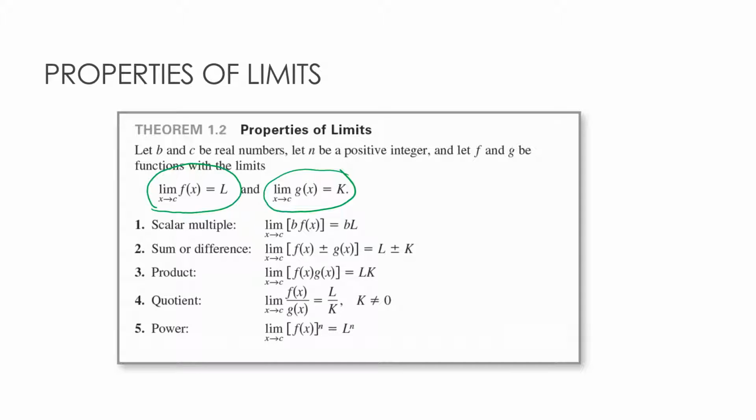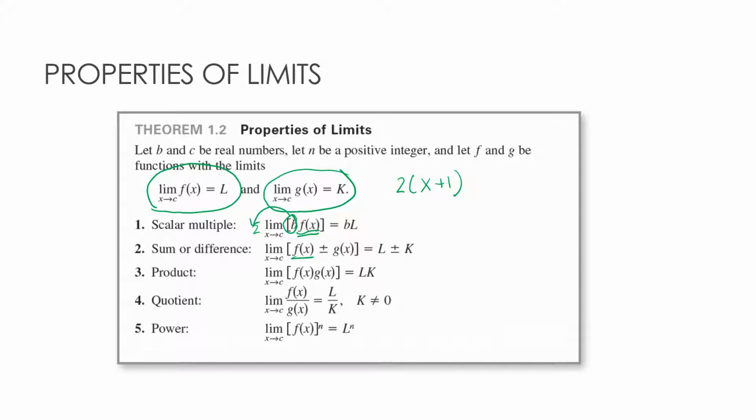The first is scalar multiple. Essentially, if we have some constant that we're multiplying by our function, say I had 2 times the quantity x plus 1, I can take that 2 and pop it to the front, go ahead and find the limit of f of x and take it times the 2. Sum or difference, same idea.